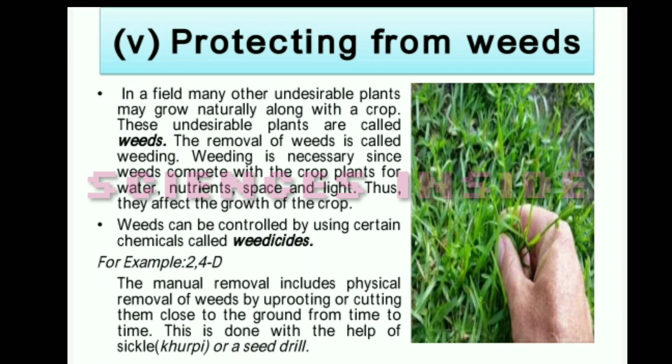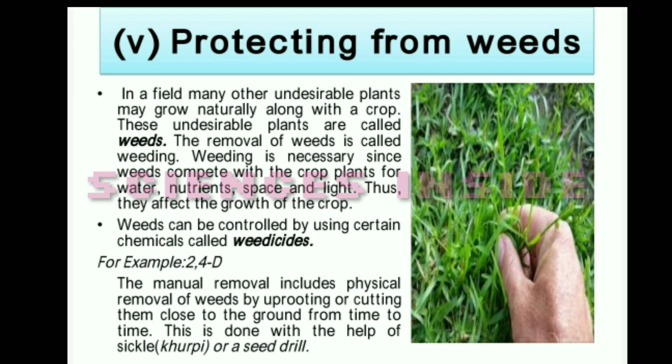Weeds can be controlled by using certain chemicals called weedicides, for example, 2,4-D. The manual removal includes physical removal of the weeds by uprooting or cutting them close to the ground from time to time. This is done with the help of a sickle. Weeds can also be removed by growing certain plants such as sunflower and soya bean among the crop plants. These plants release toxic substances into the soil which do not allow the growth of these weeds.